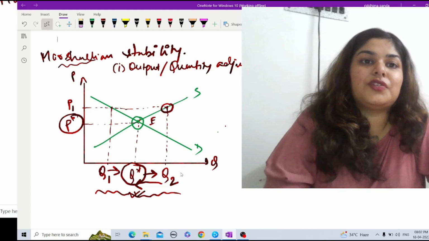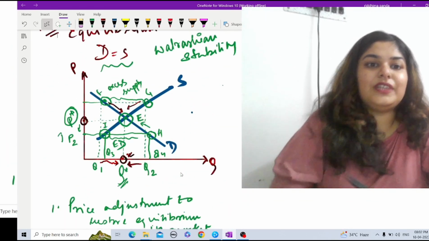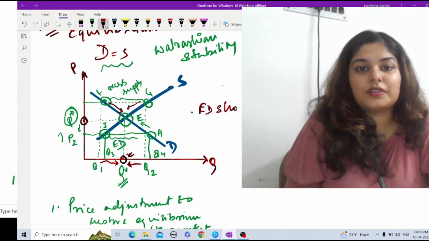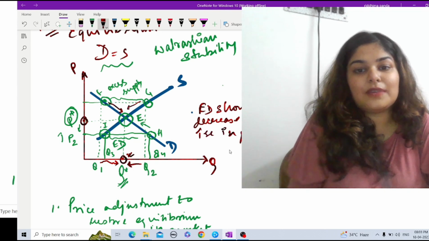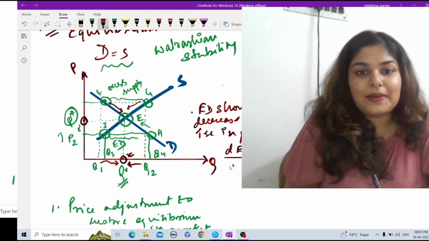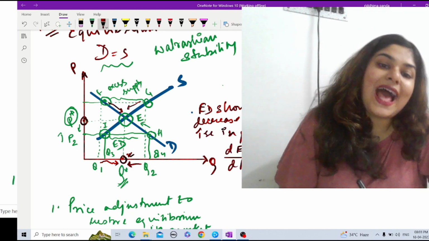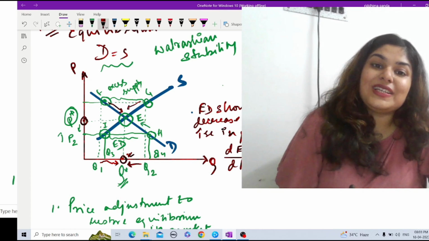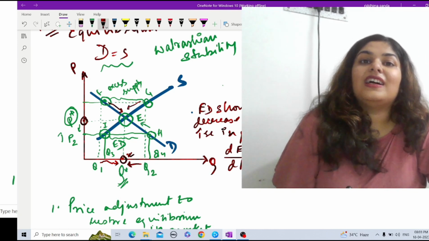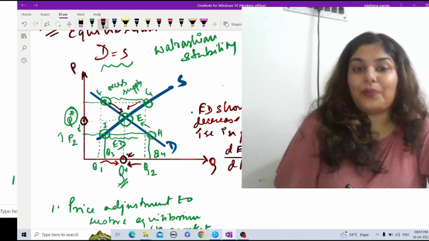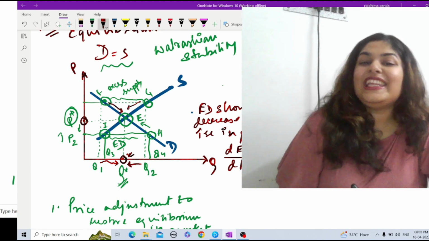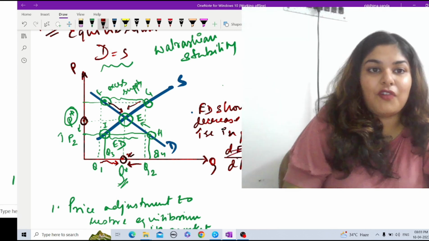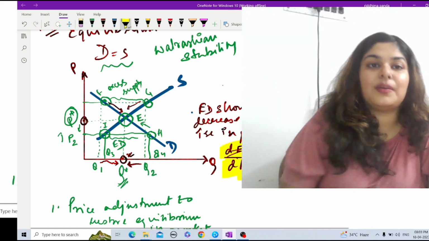Now going back to the Walrasian stability, there is this condition that excess demand should decrease with increase in price. This is the condition for stability, that is, dED by dP is less than zero. That means if the price in the economy or in the market increases, then the excess demand in the economy will decrease and the equilibrium will be restored. So this is the condition in one line. This is the condition for Walrasian stability, right?